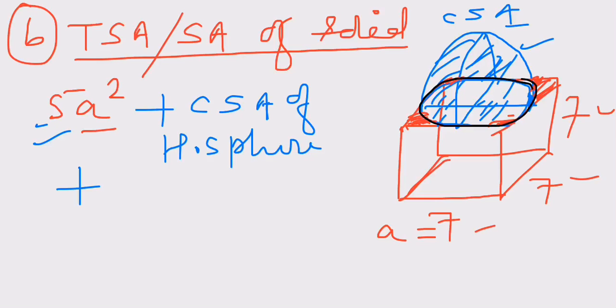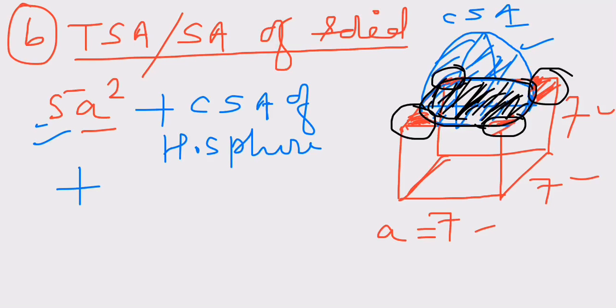But what about the innermost circle that has been covered by this hemisphere? You must keep in mind this innermost circle area is not visible to us. It means that area is not to be included in the total surface area of the combined solid. It means here we will have to only include this corner portion, second corner portion, third corner portion, and fourth corner portion. The question that arises here is how to find out these four corners' area.